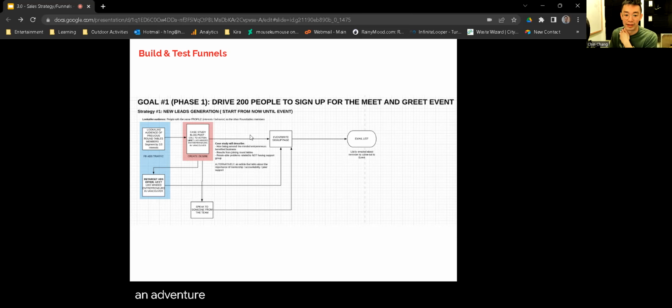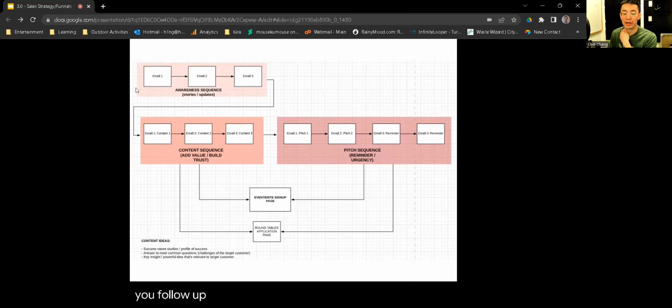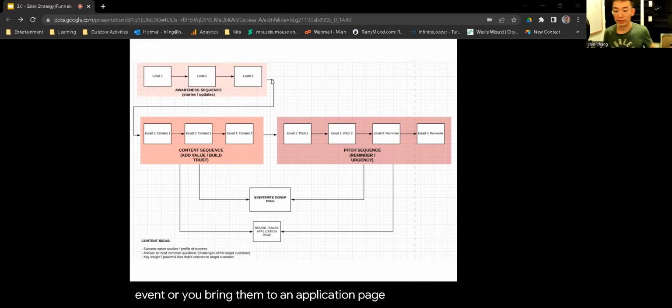Even if they don't speak to someone from the team, maybe you can try to get them signed up to an event anyway, and then from there we add them to the mailing list. And then you follow up, right? After you add them to the mailing list, maybe you have an email sequence, another pitching sequence. And if they drop off the list at any point, maybe you sign them up for another event, or you bring them to an application page. But that's just an example of what a real funnel might look like.